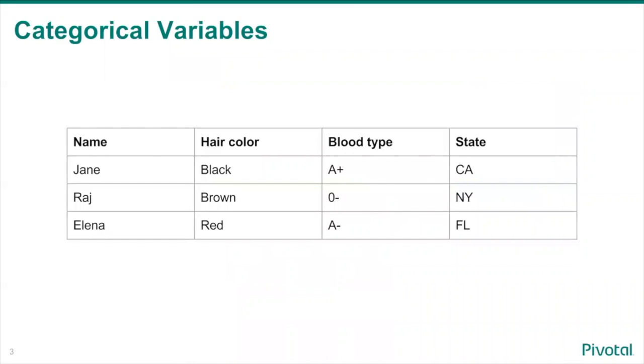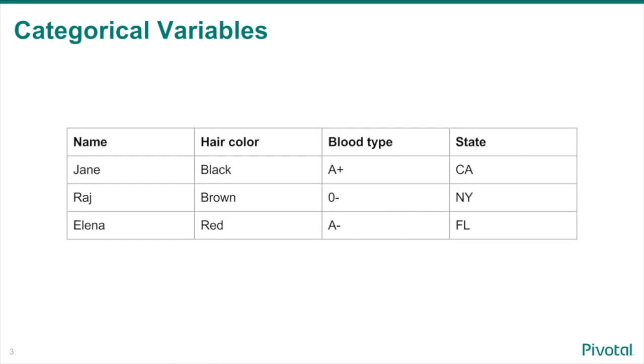So let's stick this in a table. It looks like this. We have the name of a person, Jane. She has black hair. She's blood type A+. She lives in California, etc. So how can the data scientist use this information? How can this be encoded to be of use in the predictive model?